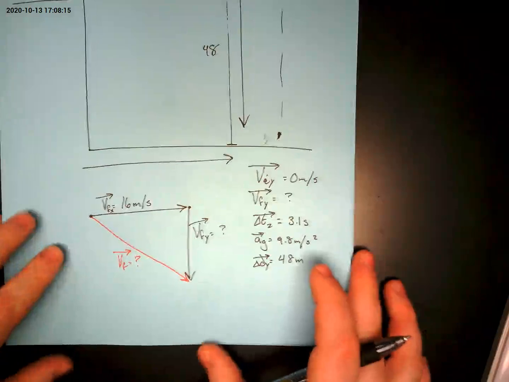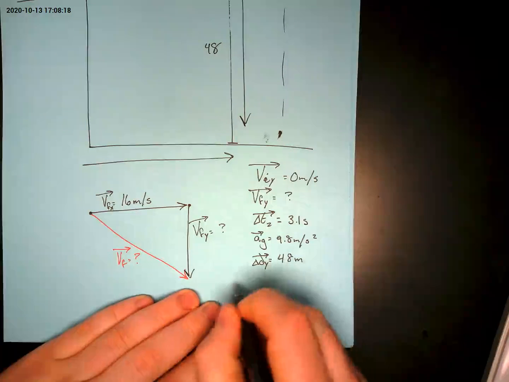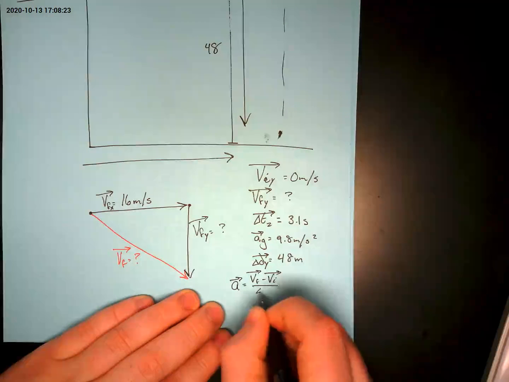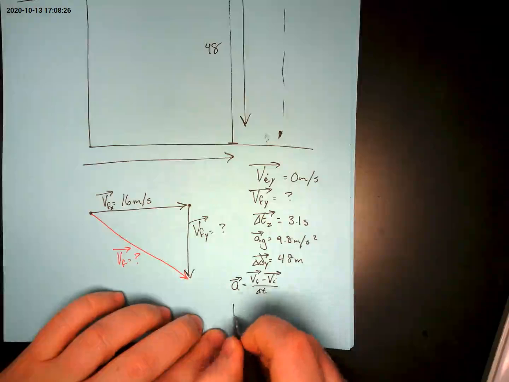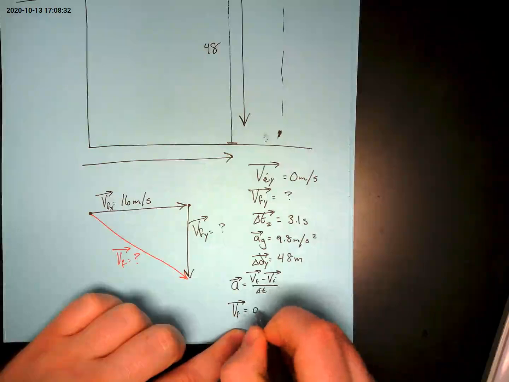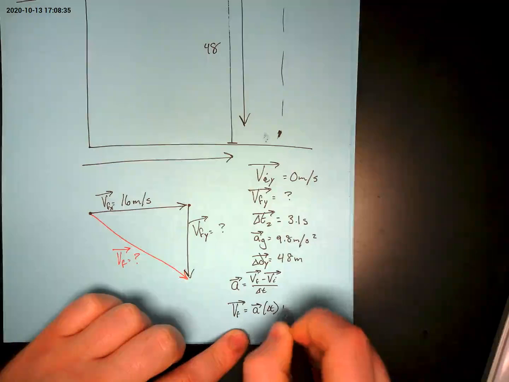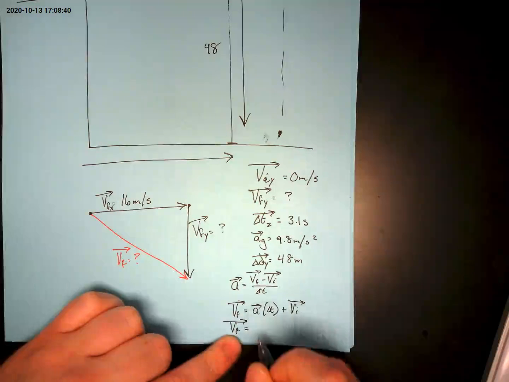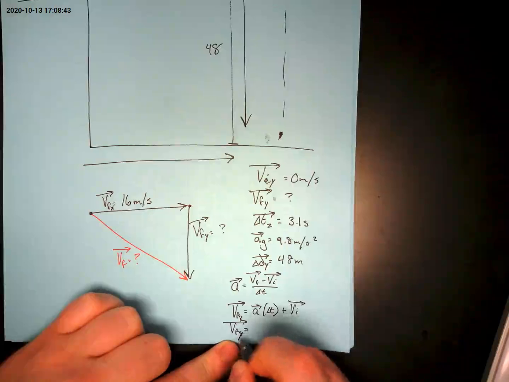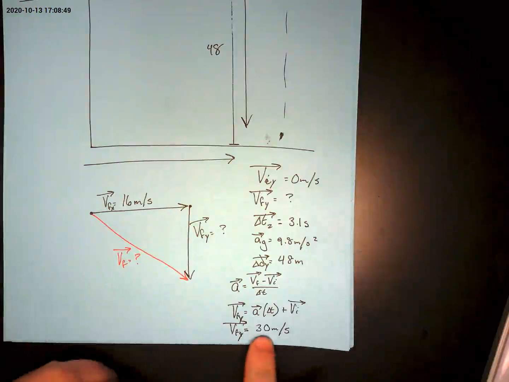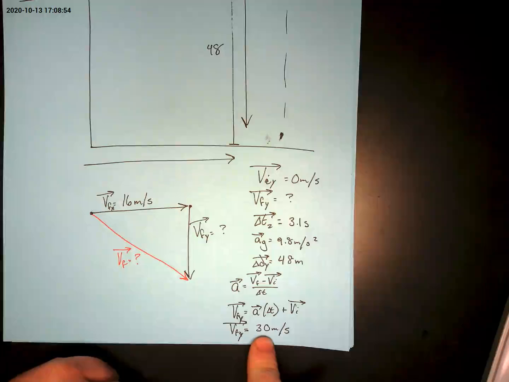Arguably the easiest one here, because we're trying to find the final velocity, we can just use the acceleration equation. Just solve for VF. I've done this one before, so we should know how to solve for VF. VF is equal to acceleration times time plus initial velocity, which equals our final y velocity here, 30 meters per second. So this is how quickly it was moving in the vertical plane right before it hits the ground.